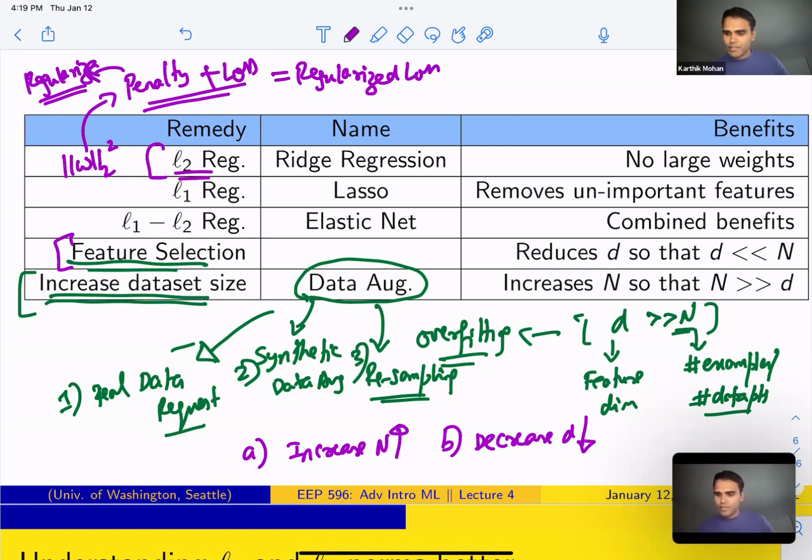And then we have L1 regularization, which is the sum of the absolute values of the entries of a vector or a matrix. This is called lasso regression, and this is tied to feature selection, because lasso not only keeps the weights down, but it also sets many of the weights to 0.